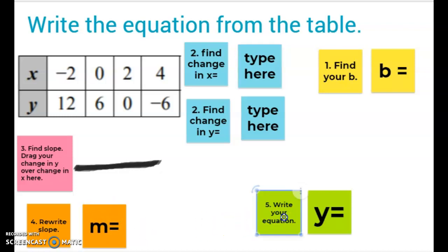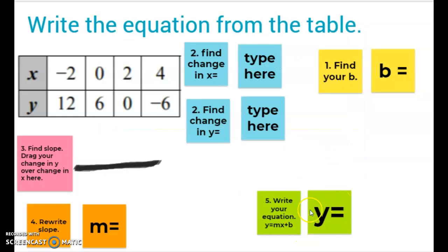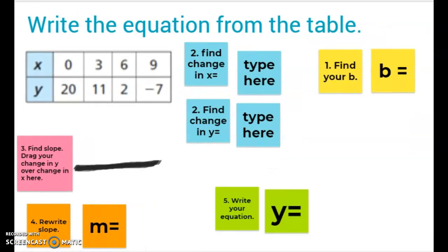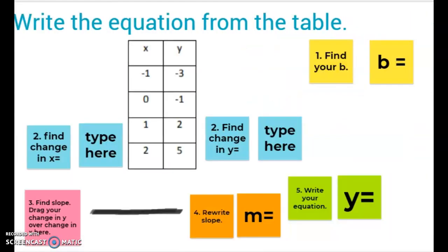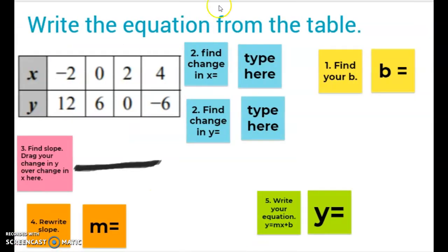For step number 5, we are writing our equation in the form y equals mx plus b, same as we've been working on. When we're typing our answer, we type it right here where it says y equals. So let's go ahead and get started. Actually, before we get started on that example, slides 2, 3, and 4 are all arranged the same way. So, back to slide 1.